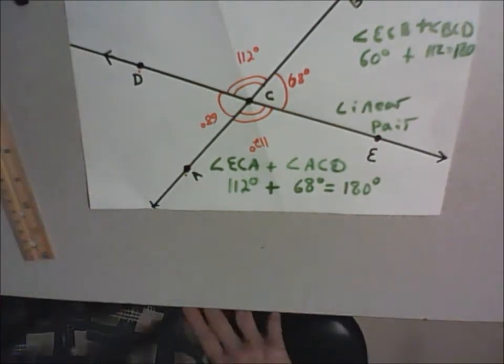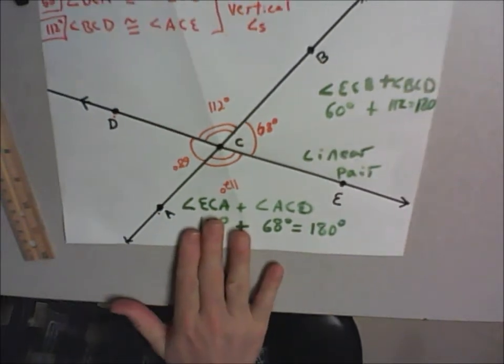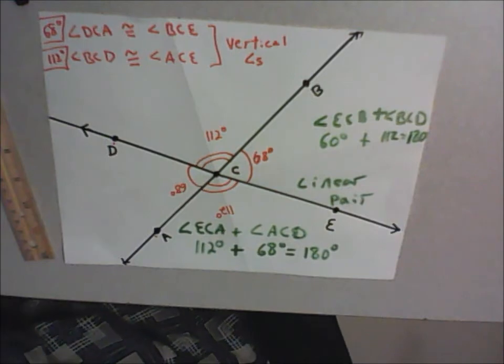So take a moment, write down a rule for that. What are vertical angles and what are a linear pair, so that you know that, and hopefully this folding activity has helped you along the road for that understanding.